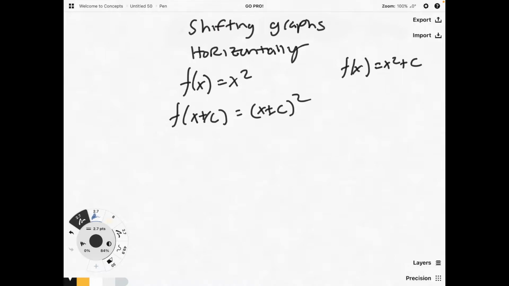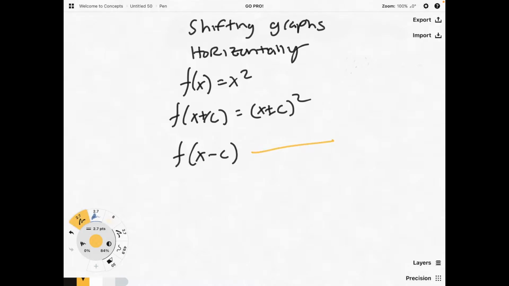I do want to note that movement and horizontal shifts are opposite than what you might think. So if you add a value to the x, you will actually move the graph to the left in the negative direction. Whereas if you subtract a value from x, you will shift the graph to the right. And so if you have f of x minus c, that's going to shift the whole graph to the right. Where if you had f of x plus c, that's going to shift the graph to the left. So just be careful when you are wanting to shift a graph to the left or to the right.